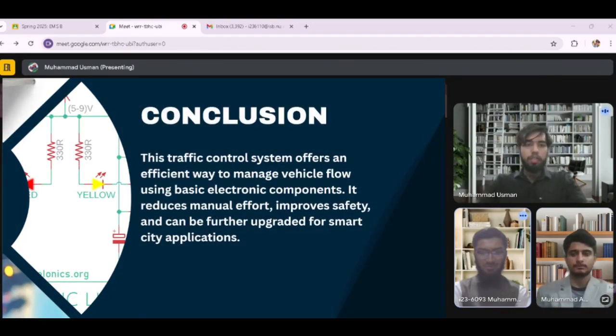To conclude, this project helped us understand the practical use of timing circuits using the 555 timer. We learned how basic digital logic and hardware components work together to simulate a real-world system like traffic control. It gave us hands-on experience in calculating time delays, building stable circuits, and simulating output effectively. In the future, we can expand this project by using microcontrollers or adding sensors to make the system respond to traffic flow. Overall, this was a great learning experience for our team, and we enjoyed applying DLD concepts to real world problems. Thank you.